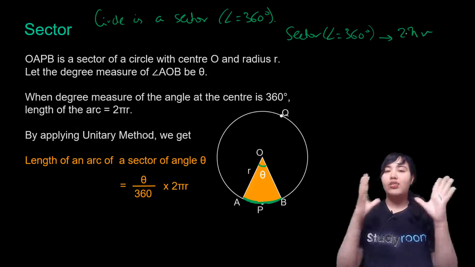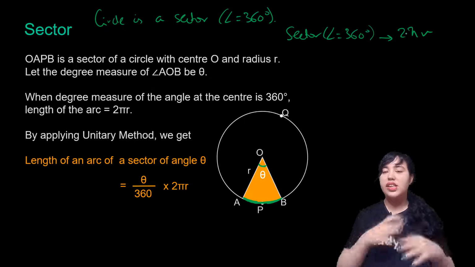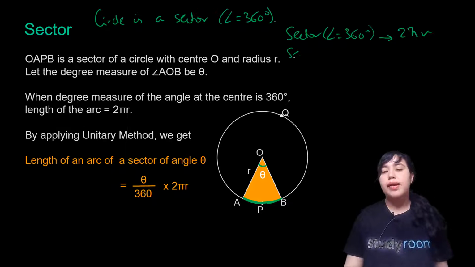So basically, the length of the arc for a circle is the circumference of the circle, the entire arc. So by the unitary method we can find out the length of the arc for a sector having an angle of 1 degree. It will be 2 pi r upon 360.